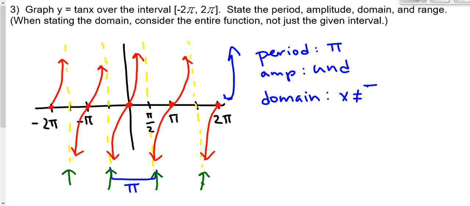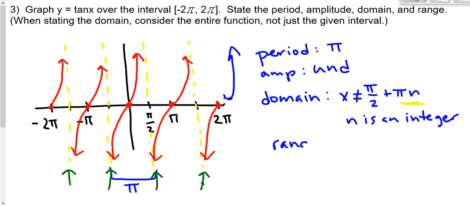X is not equal to pi over 2 plus pi times n, where n is an integer. So what that means is we're saying x is not equal to pi over 2, x is not equal to pi over 2 plus pi times 1, that would be 3 pi over 2. X is not equal to pi over 2 plus pi times 2, that would be 5 pi over 2, etc. So this is a way to represent all of them. And then for the range, notice that the graph goes all the way down to negative infinity and all the way up to infinity. So we have all real numbers for the range.